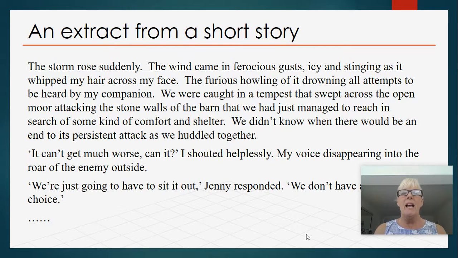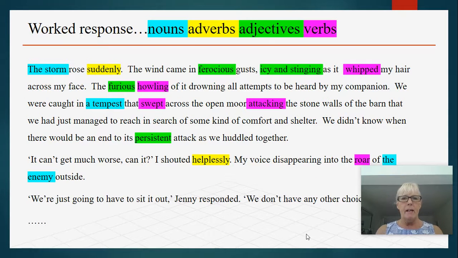Okay, so on the next slide, I'm going to show you some of the words that I have highlighted, but I'd like you to have highlighted some of the words. And can you also annotate them? Can you identify what word classes they come from? Okay, so here I've got some. The nouns are in blue, adverbs in yellow, adjectives in green, and verbs in sort of purply colour.